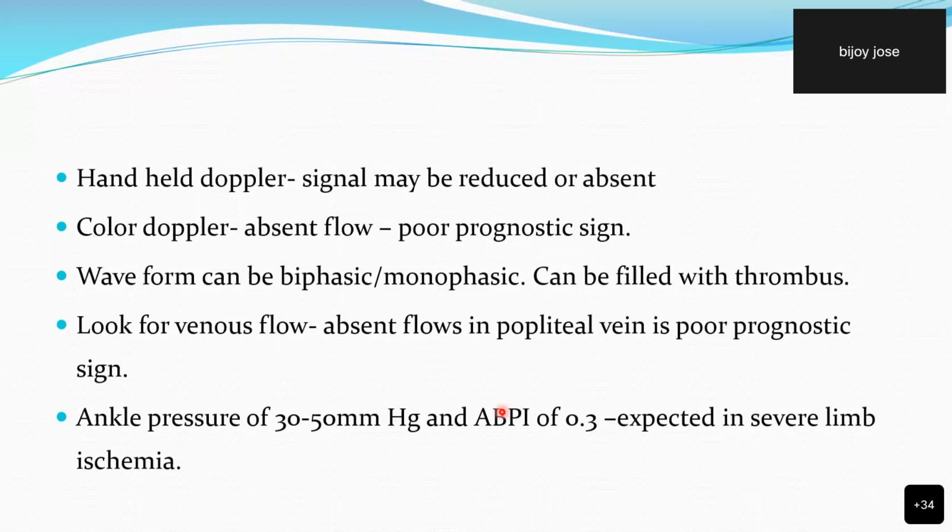It is also important to see the venous flow. When a patient comes with arterial occlusion, it is better to look for the venous flow, because absent venous flow is a very poor prognostic sign. An ankle pressure of 30 to 50 millimeters of mercury and an ABPI of 0.3 are expected in severe limb ischemia. So if you have the time to measure the ABPI, and it is less than 0.3, that means it is already severe limb ischemia.